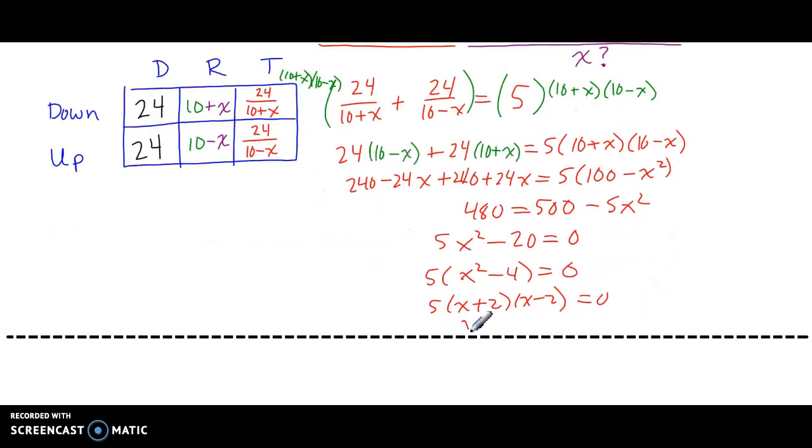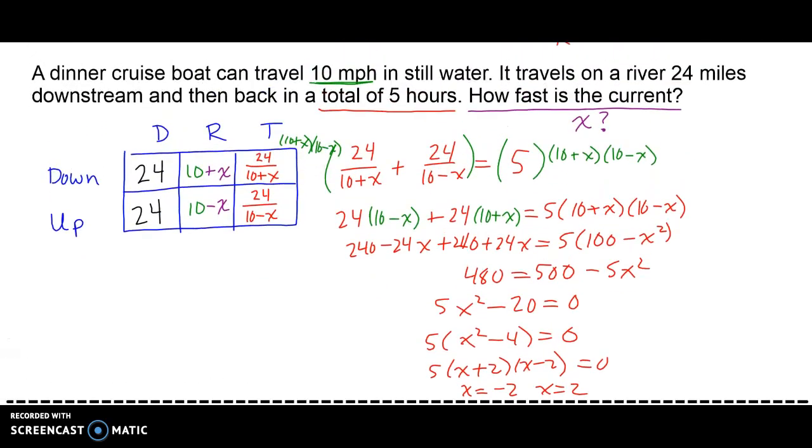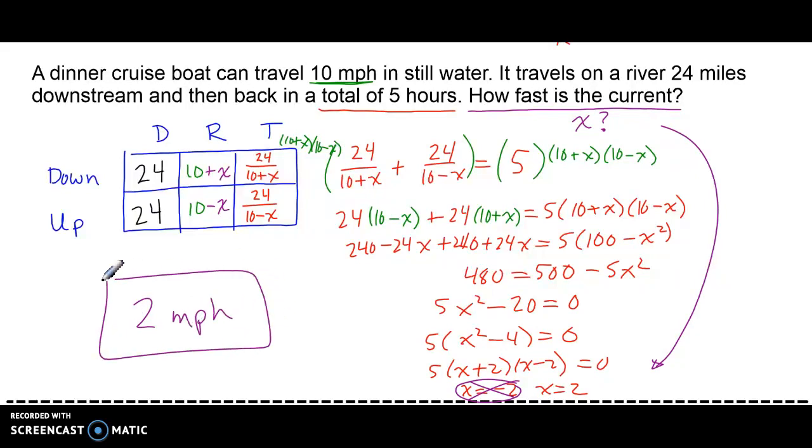So you end up with 2 possible answers. Well, wait a sec. Remember, this is supposed to be the speed of the current. And a negative 2 current doesn't make any sense. It's going the wrong way. The water would be flowing uphill. That's crazy. But 2, a 2 mile per hour current, that's a perfectly reasonable answer.